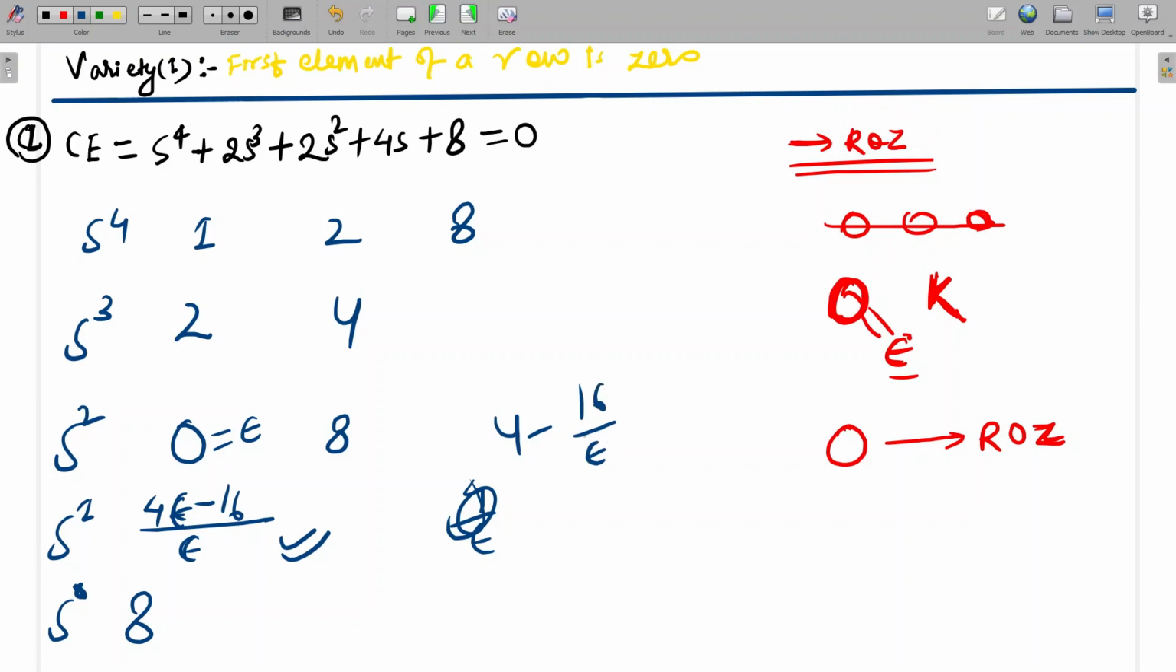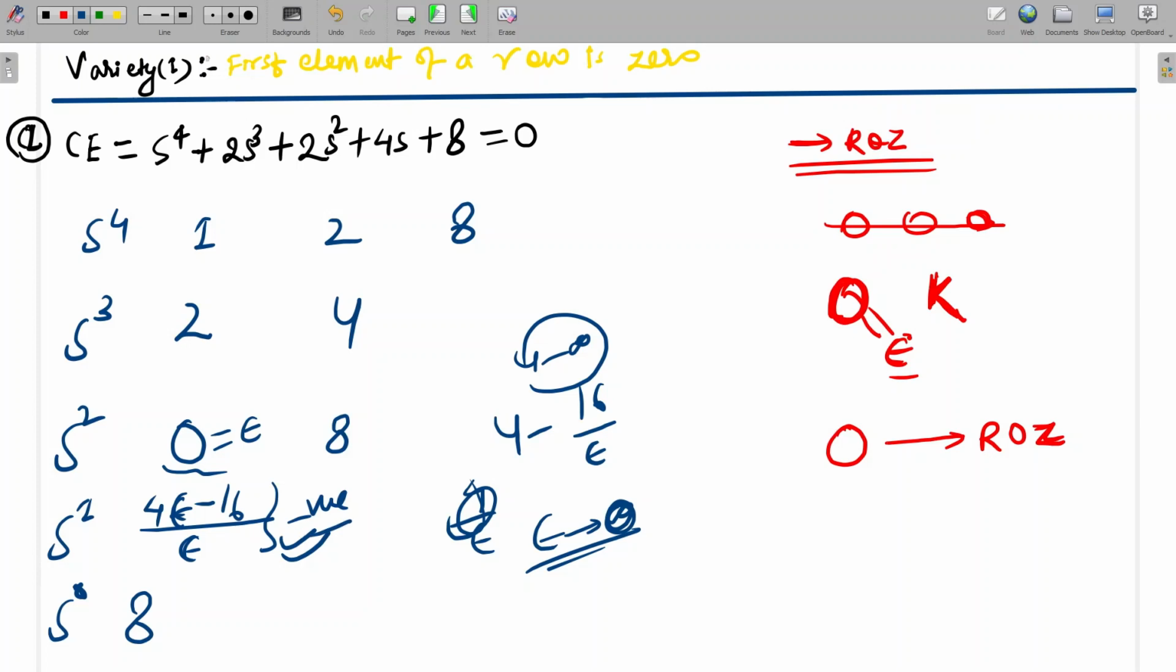Okay. So epsilon tends to 0. What will be this value? Four, sir? No, epsilon tends to 0, so 16 by epsilon will be infinity. So that will be 4 minus infinity, minus infinity. Yes, sir. So this value will be negative.